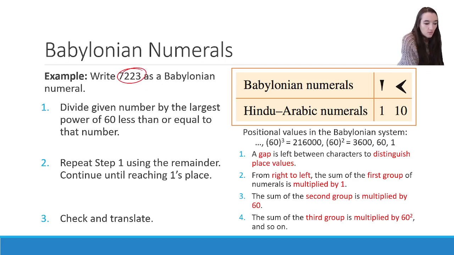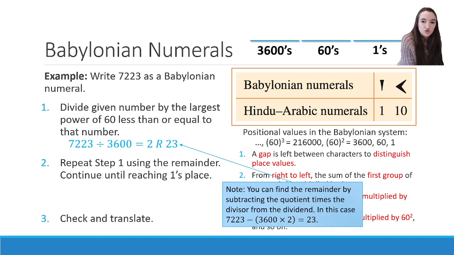So 7,223, we want the largest power that is less. 216,000 is too much. But 3,600 is less than 7,223. So we are going to divide 7,223 by 3,600. Now when we do this, we get 2 with a remainder. But what does that mean? I write this as 2R23.